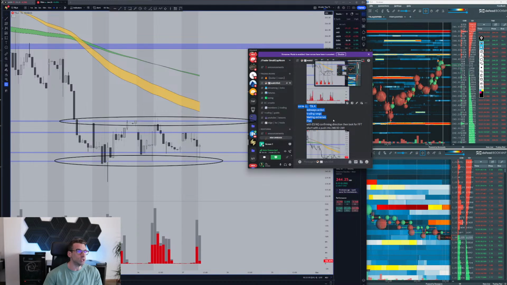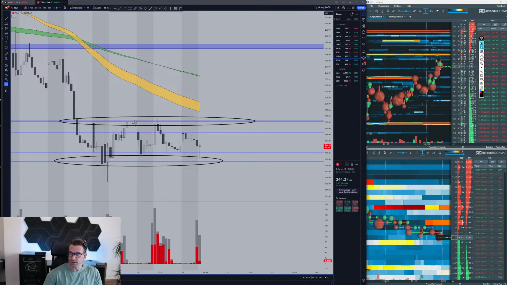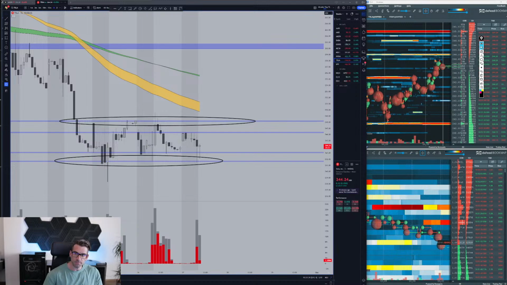Sideways action, trading range, waiting for extreme. So 1 hour before the open, I already said what to look for: looking for a push only into the 249 for a short. That's it. All the rest that we traded was only scalping. Only scalping.